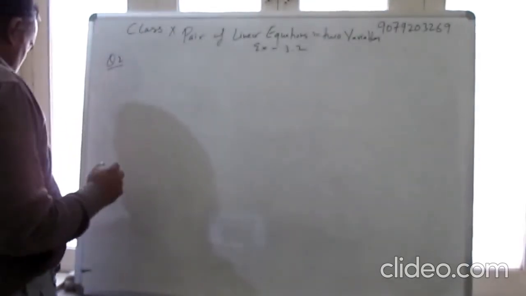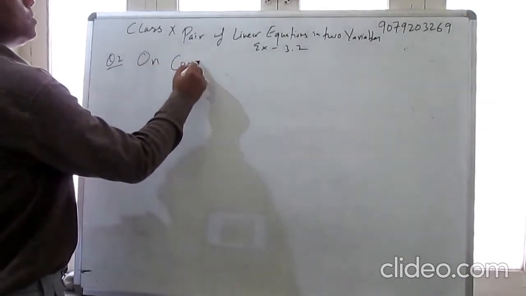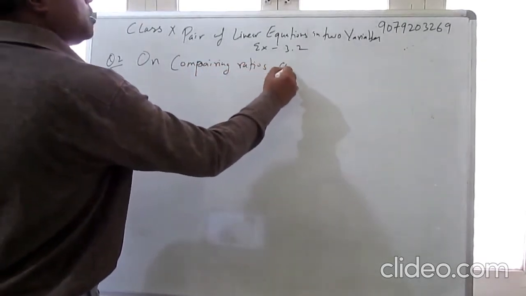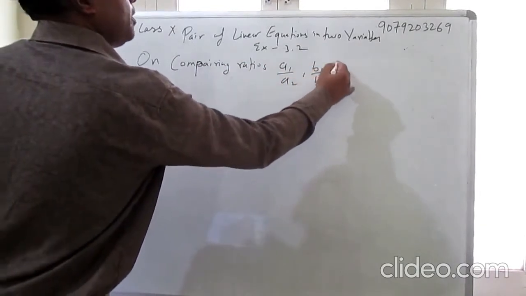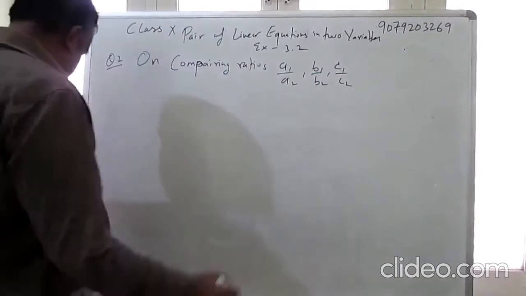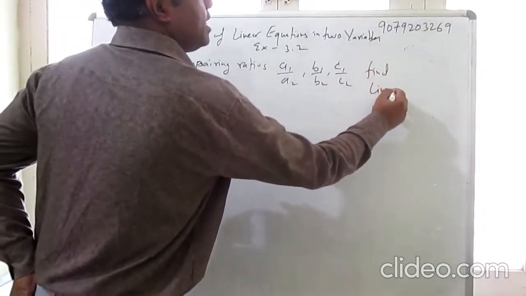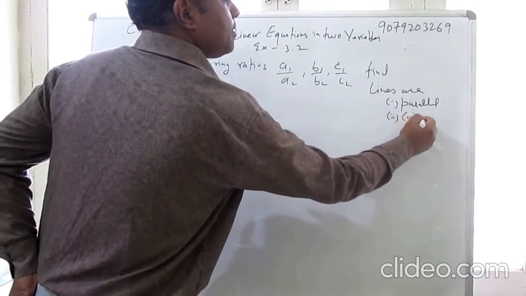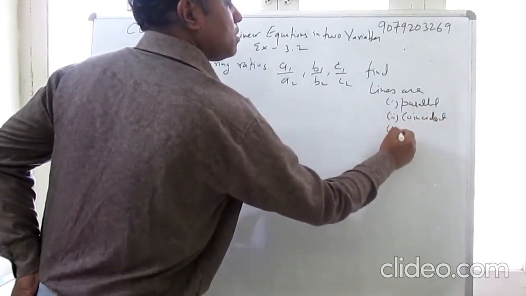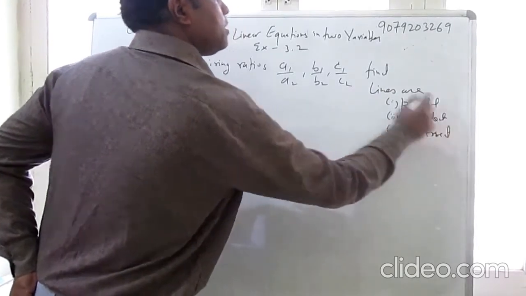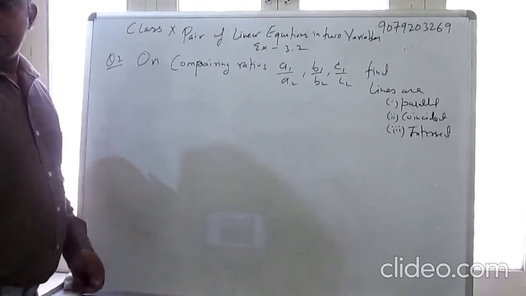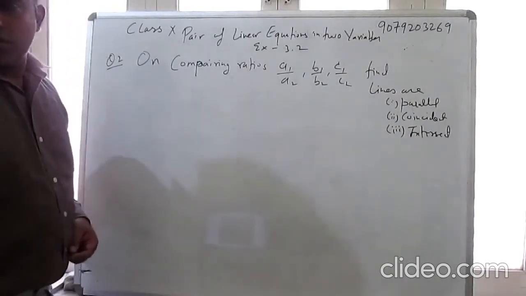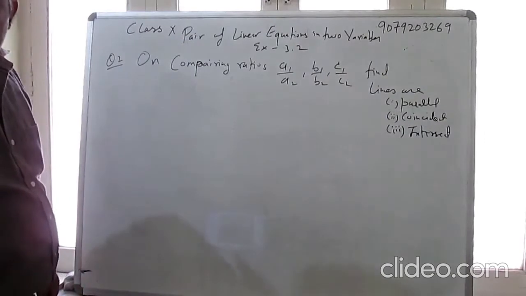Question 2. On comparing ratios A1 upon A2, B1 upon B2, C1 upon C2, find whether lines are parallel, coincident, or intersect. You have to state one condition out of 3 conditions. So now I will recall those conditions.